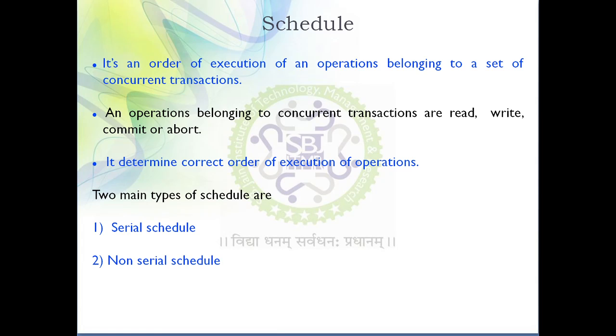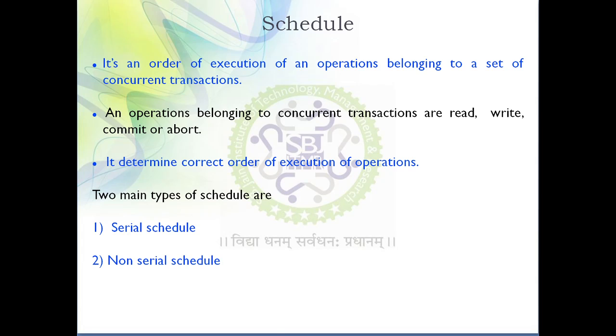In short, in order to avoid the conflict between the operations of transactions, we require a schedule. The operations which are part of the schedule, or involved in the various transactions, are read operation, write operation, commit operation and abort operation. These are the various operations related to a particular transaction, and the schedule also helps us to determine the correct order of execution of operations.